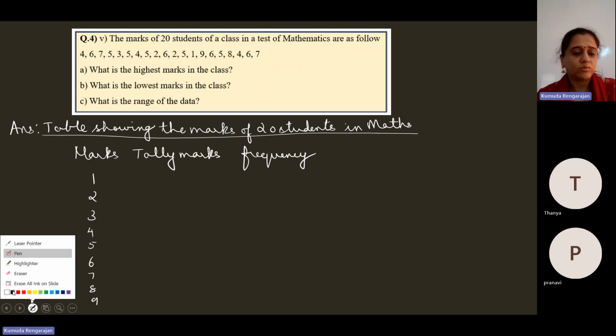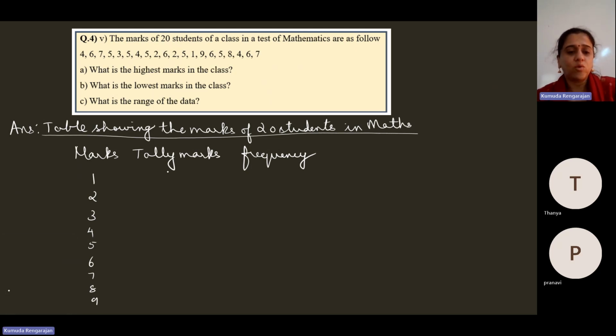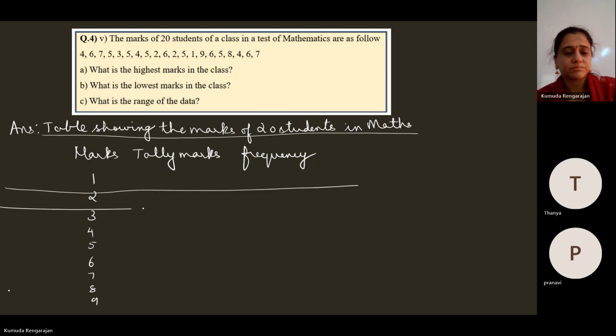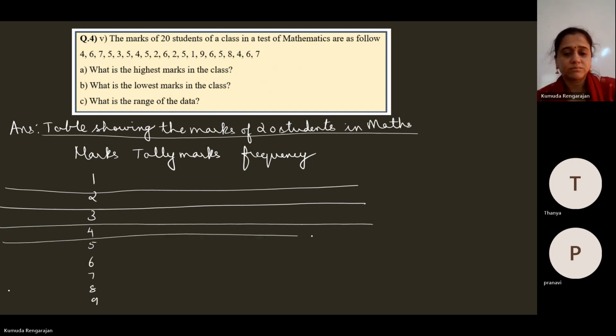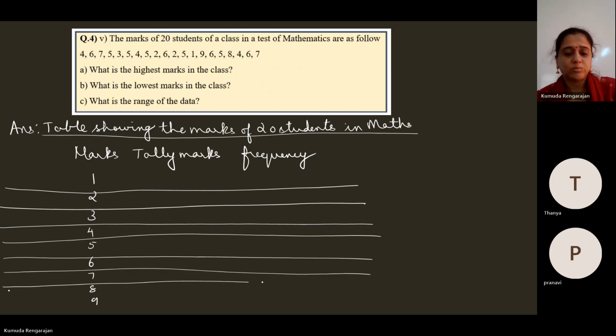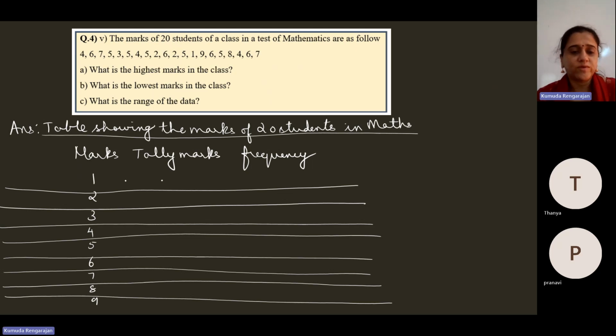So see how we're going to put the tally marks. What's the first value? 4. Correct? So please make a table neatly. So the first value is 4, so a tally mark against 4. Second value is 6, a tally mark against 6.